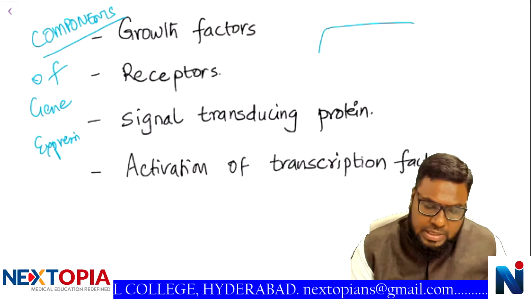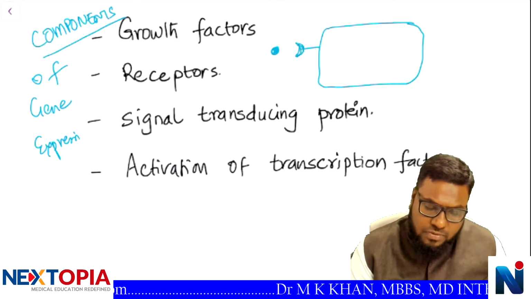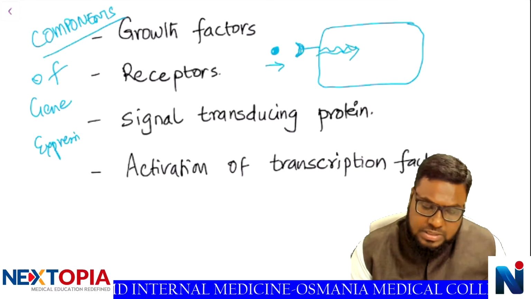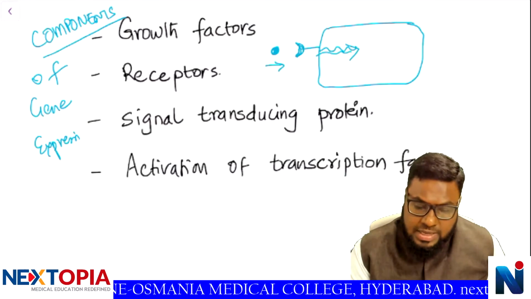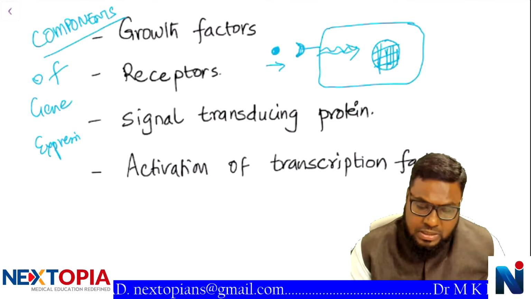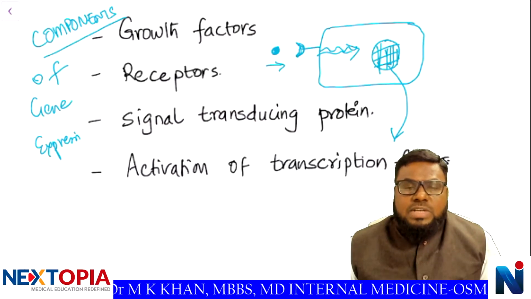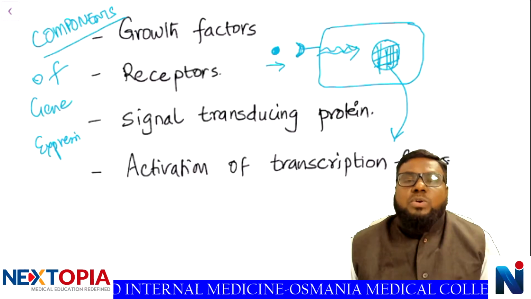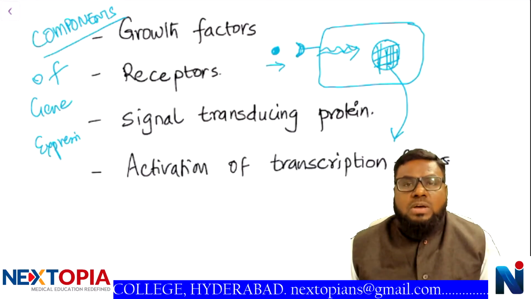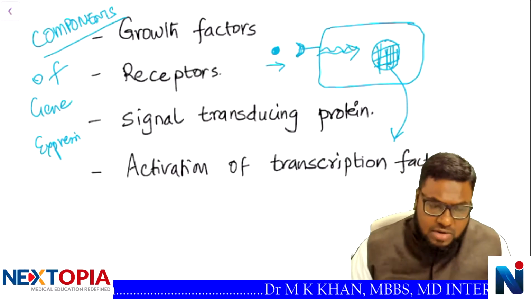So if there is a cell, we need a growth factor, and we need a receptor on which this growth factor sits and acts. Then we need the signal transducing proteins. Then in the nucleus, we need the transcription factors which need to be activated. These transcription factors bind to the DNA of the nucleus and finally produce a transcript or gene protein. Because of this transcription, the desired protein or enzyme is formed, and thus the activity is taken care of. So what are the growth factors and what are the differentiating factors?